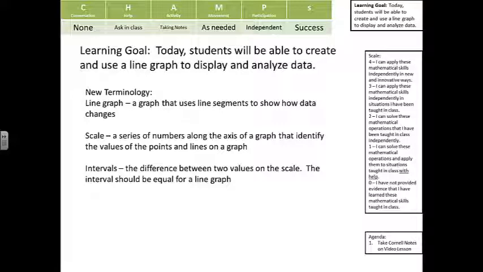So the important thing about intervals is that the intervals should be equal for a line graph, and so we're not going to skip numbers. If we skip count by 2s, we're going to use all the even numbers to create our scale, and we're not going to skip any, even though we may not have any data points that use those numbers. So we need to make sure that when we do our intervals, the intervals stay equal for the entire line graph.